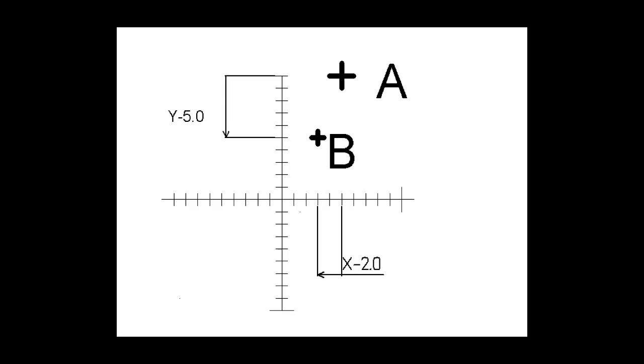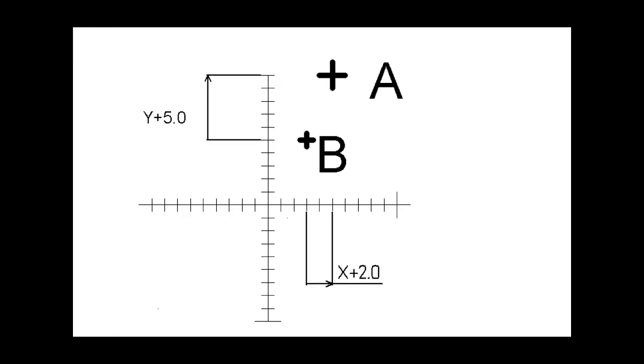Assuming the hash marks are 1 inch apart, notice that from A to B, it is 5 inches in the negative direction or down the y line, and 2 inches in the negative direction or to the left along the x line. Also notice that if you were to describe the distance and direction from point B to point A, the values would become positive. So if we are starting at point B, you would have to go up the y line 5 inches and then cross over to the x 2 inches.